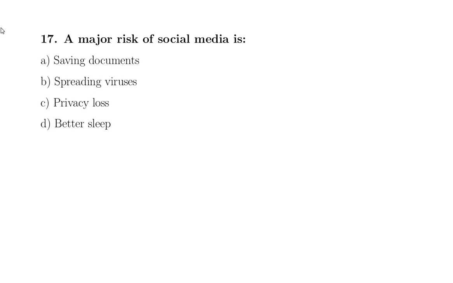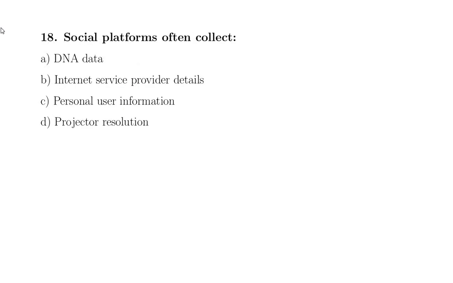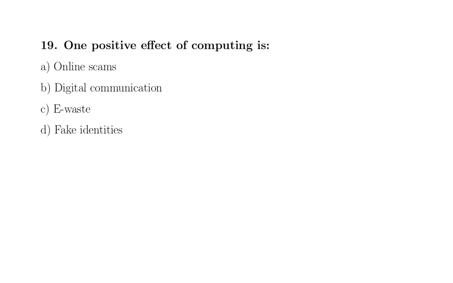Question number 17: A major risk of social media is saving documents, spreading viruses, privacy loss, or better sleep. The correct option is privacy loss. Question number 18: Social platforms often collect DNA data, internet service provider details, personal user information, projector resolution. The correct option is personal user information. That is option C.